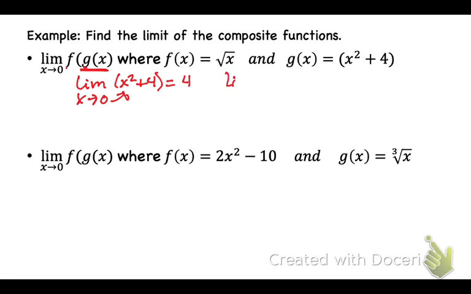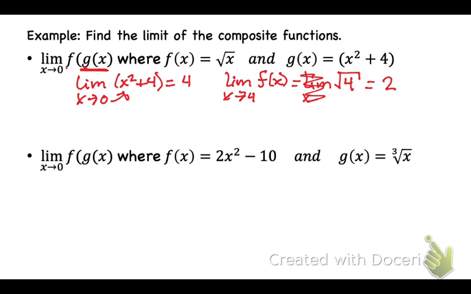Now we have the limit as x approaches 4 of f of x. So we have to do now the square root of 4. Square root of 4, which is what? 2. So you do one at a time.